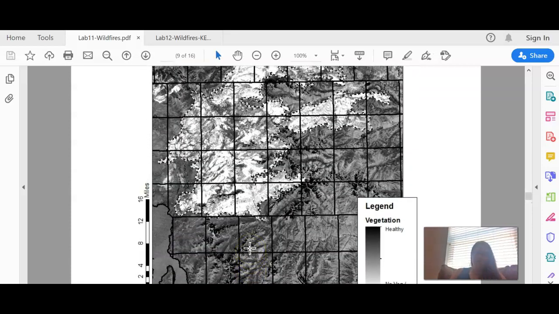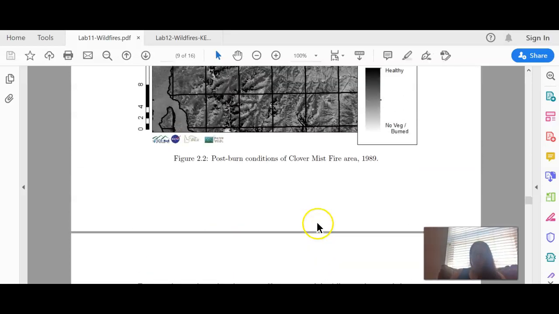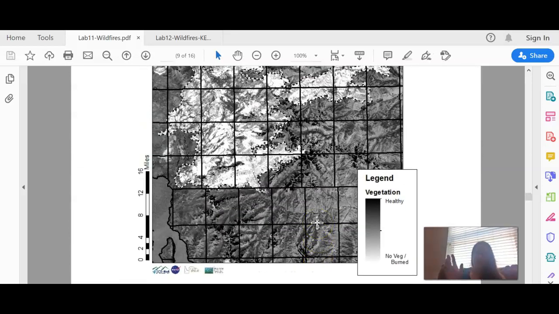Then I would look at the ones that were 75% burned. So something that is 75% burned would be something like this, maybe even like this, right? Like this one even. So you write however many you count and you put them here. And make sure that, again, you cross the ones that you already counted, otherwise you're going to count them twice.